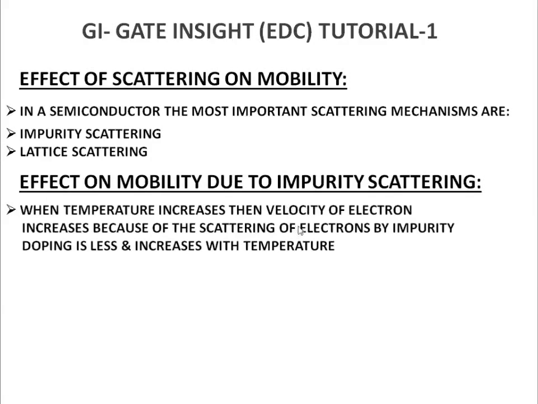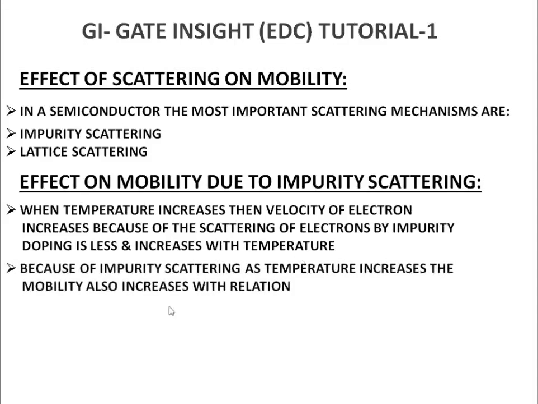When the temperature increases, the velocity of electrons increases, because the scattering of electrons by impurity doping is less and increases with the temperature. Basically, when the impurity doping is less and the temperature increases, the velocity of electrons increases due to scattering. This scattering is the impurity scattering. This is the reason for the excess in the velocity of electrons. So because of impurity scattering, as temperature increases, the mobility also increases.